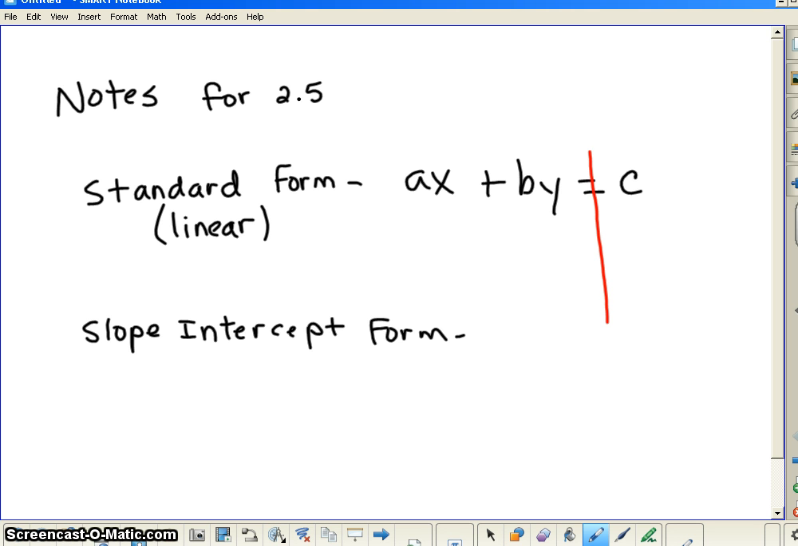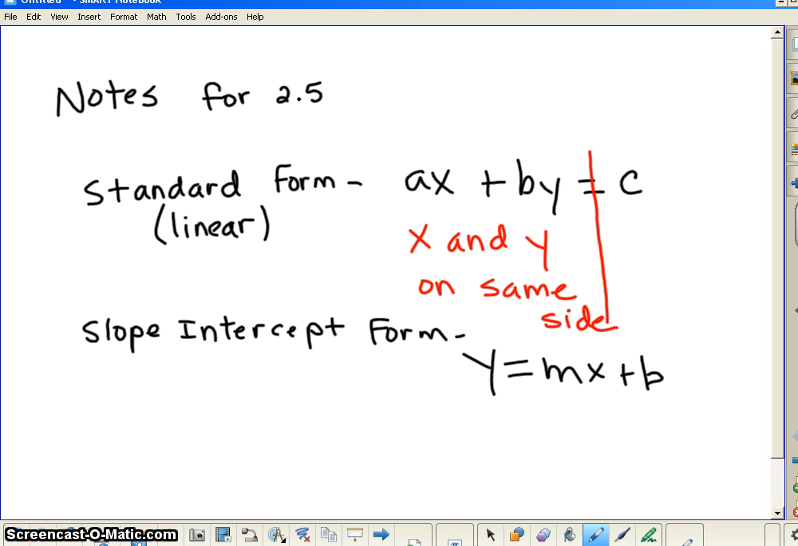Look at the left-hand side of your equation. Where are the variables? They're together, aren't they? X and y, same side of the equation. Okay. So if the problem says put your answer in standard form, just make sure x and y are on the same side.